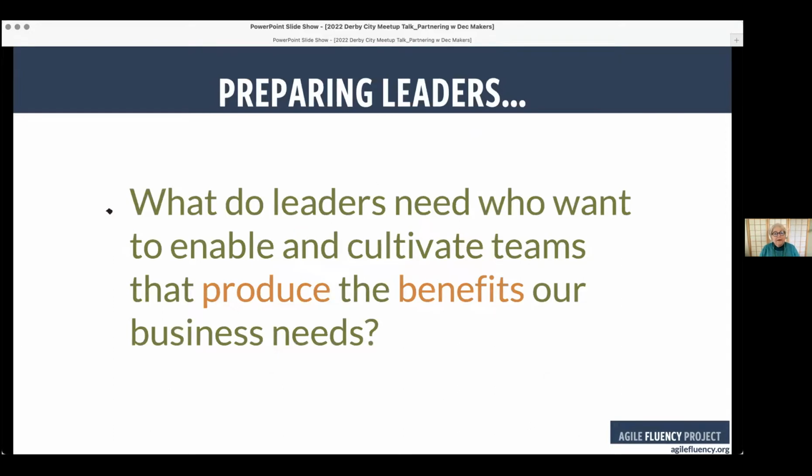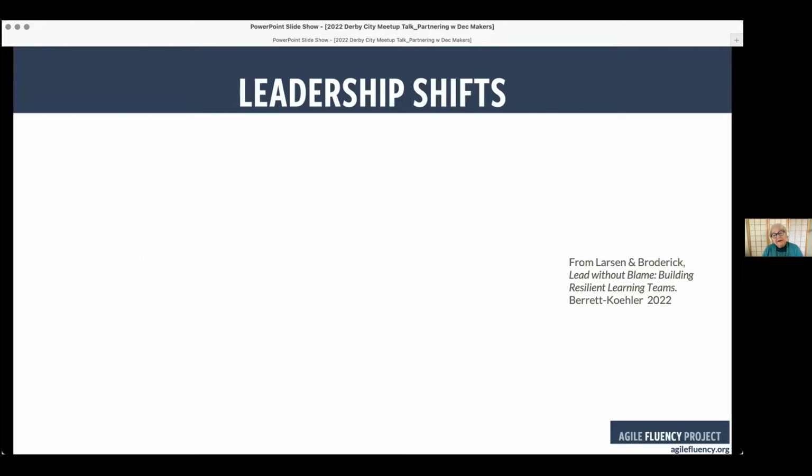Part of that is we have to be preparing the leaders along with preparing the teams. So what do they need if they want to enable and cultivate teams that produce business value? We know we can figure out how to invest in the teams. We've got good coaches all around we can talk to. Those folks are available. We can take care of the teams, but what do the leaders need to be the kind of people who will enable the teams? So we need them to make some shifts.